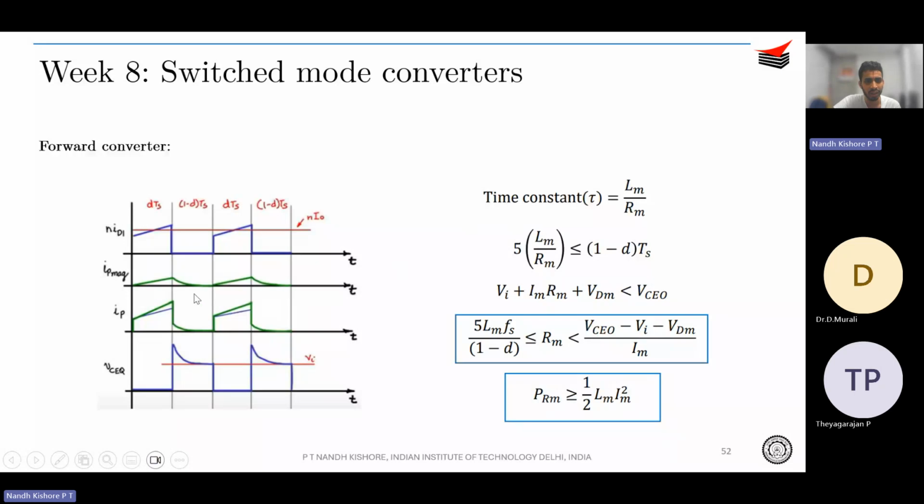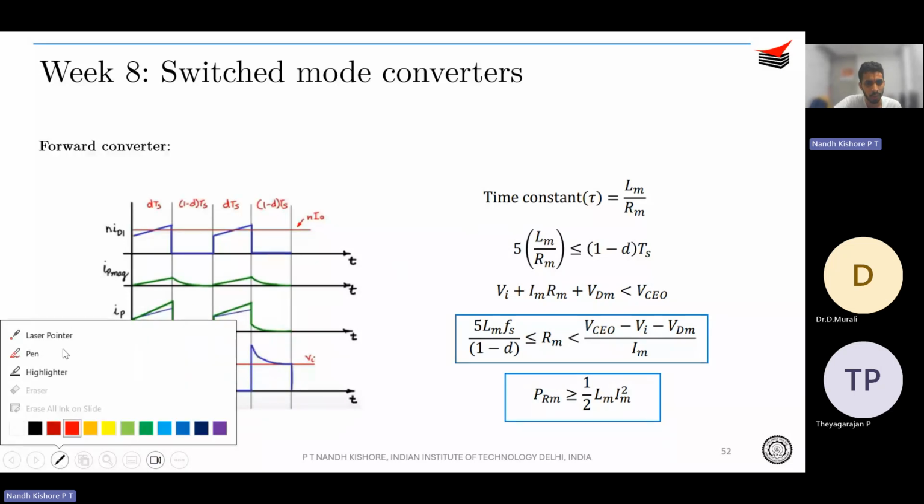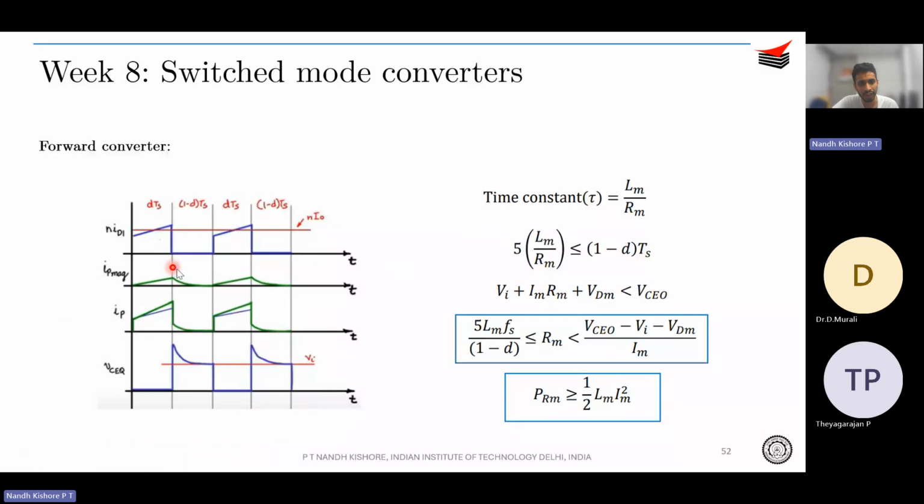So one thing is, if you want to have proper flux resetting, you need to ensure that the core gets reset within this (1 minus D)Ts period. So your time constant, or 5 tau, should be less than or equal to the (1 minus D)Ts period, right? So that defines your value of Rm.